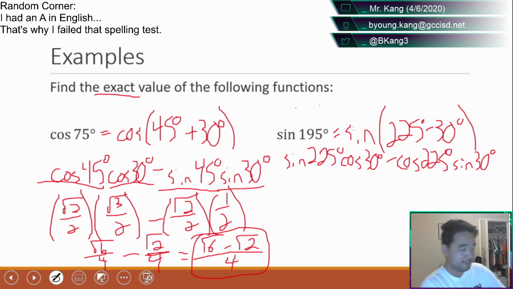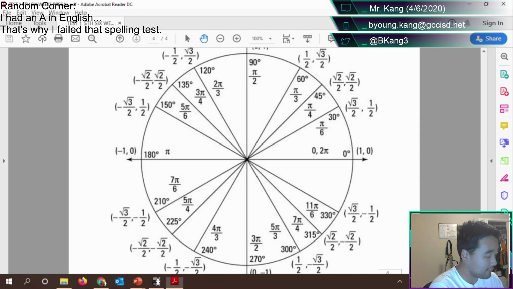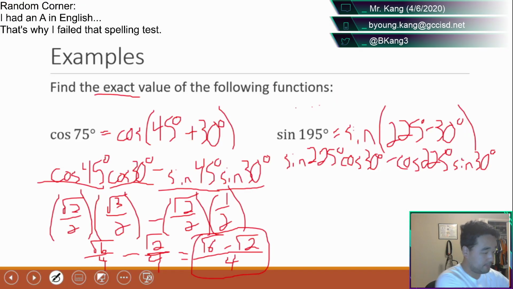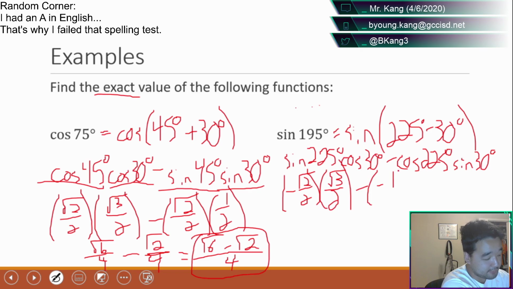Okay. So head to your unit circle, look up 225 and 30. So 225 is down here on the bottom left, and both are negative square root of 2 over 2. And then we know 30 because we use it all the time. So negative square root of 2 over 2, square root of 3 over 2. And see how these numbers are already getting pretty repetitive.